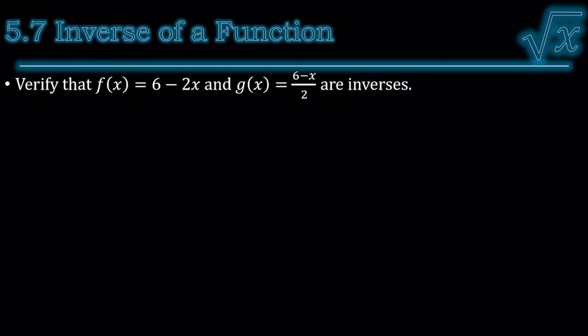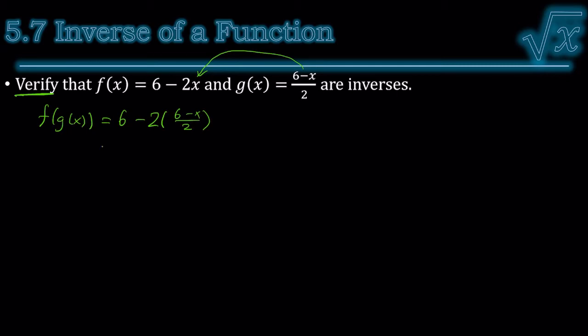So let's verify that these are inverses. Verify indicates that they are inverses; we are just showing that they are. So I need to find f of g of x. I'm going to take function g and plug it into function f. It's just 6 minus 2x, but x is the entire other function.